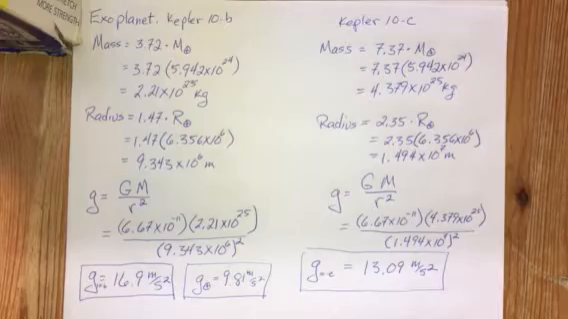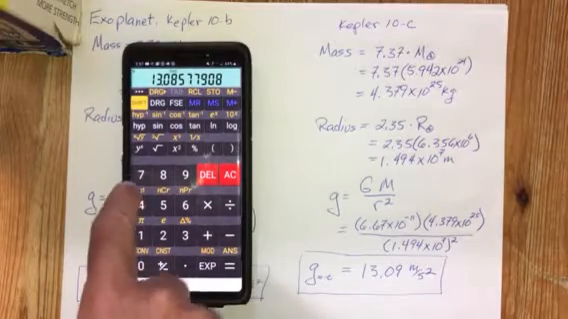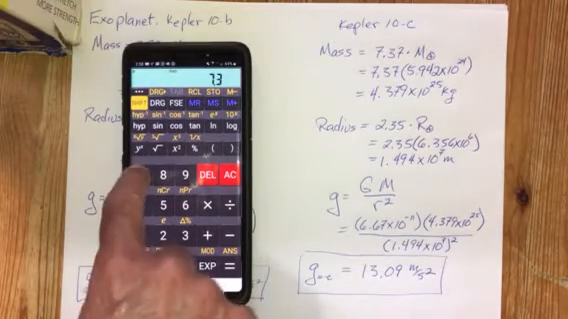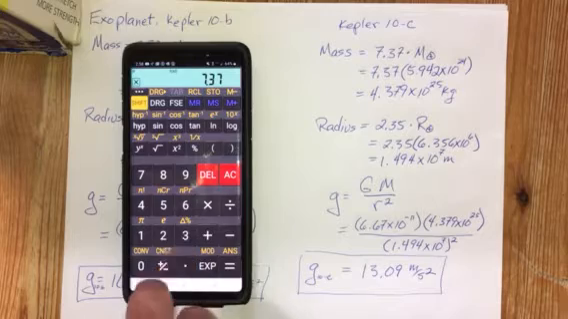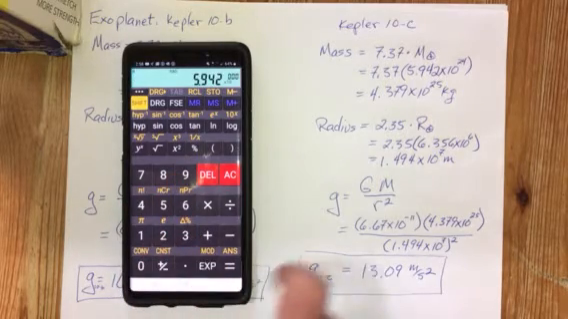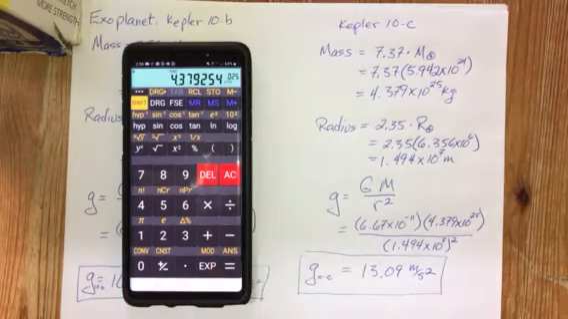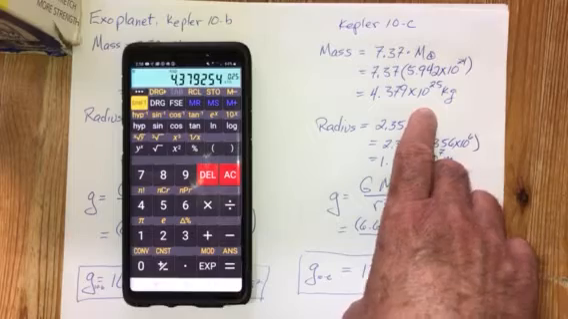And just to refresh your memories, here's my calculator. So that would be 7.37 times 5.942 exp 24, and we get 4.379 times 10 to the 25th.